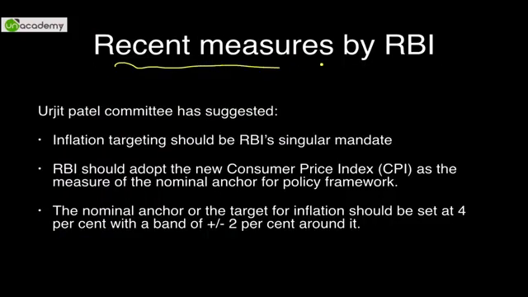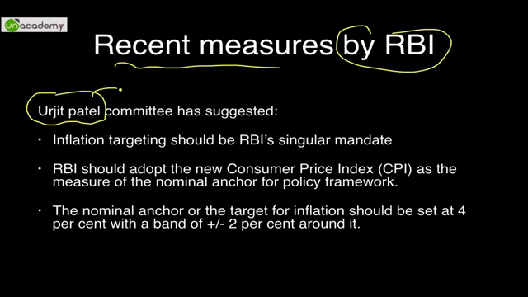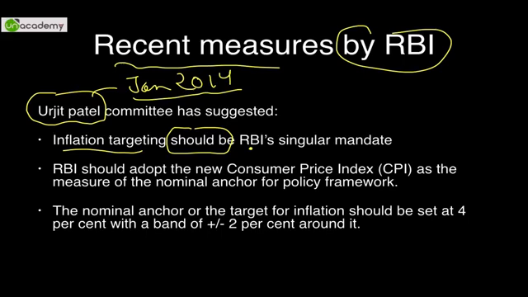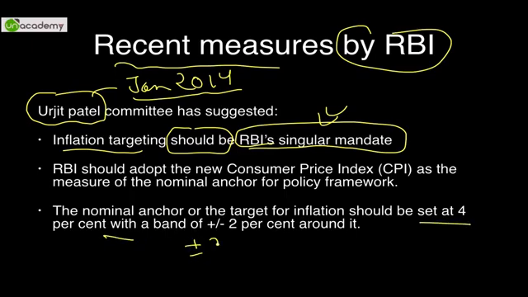Now, in recent measures adopted by RBI: Urjit Patel was Deputy Governor of RBI. In January of 2014, he came out with a recommendation regarding the monetary policies, in which he suggested that since RBI is involved with lots of peripheral works, inflation targeting should be RBI's singular sole mandate. You just focus on inflation. How do you focus on inflation? Inflation should be set at 4% plus minus 2%. That's it. That should be the inflation.